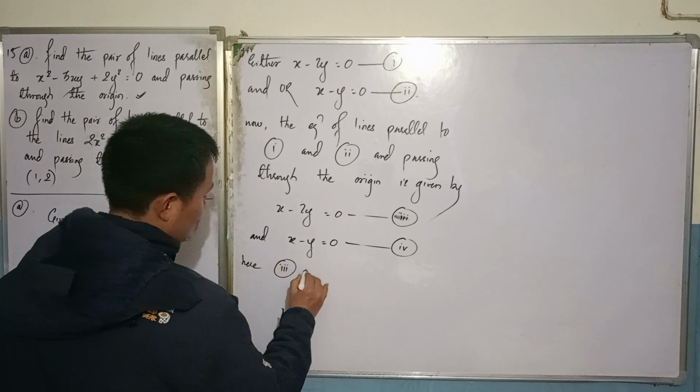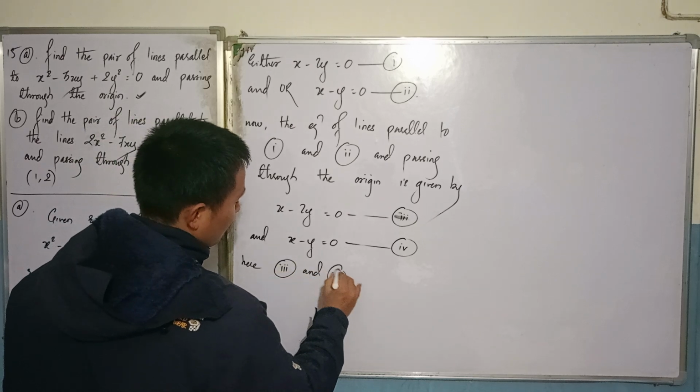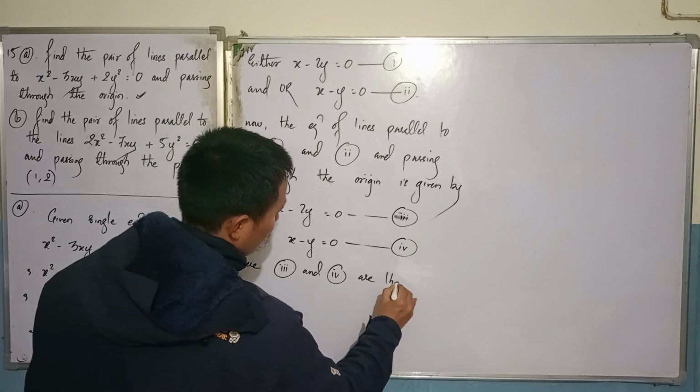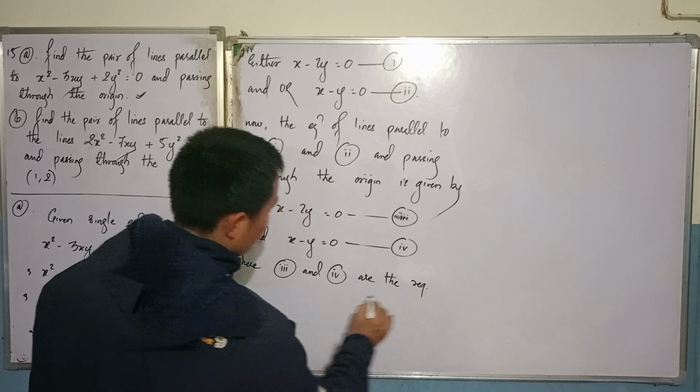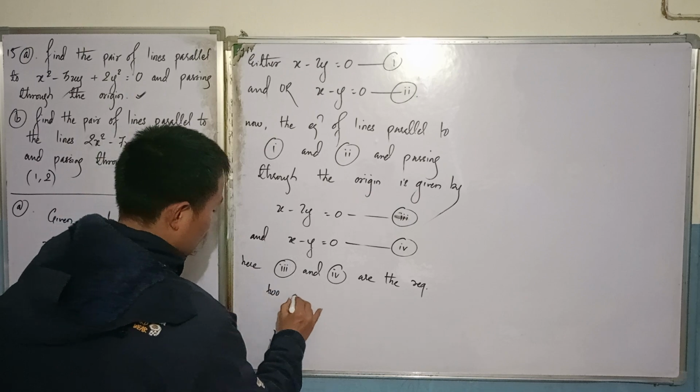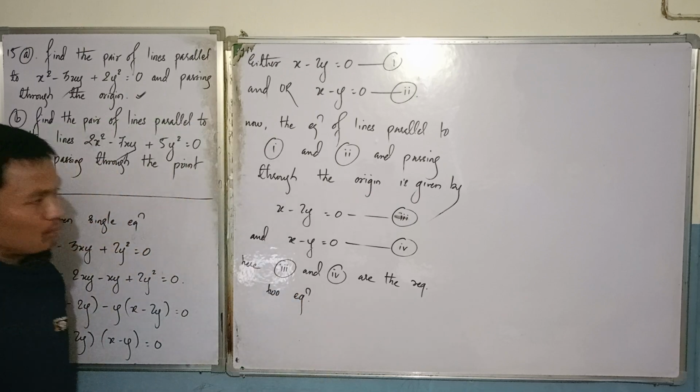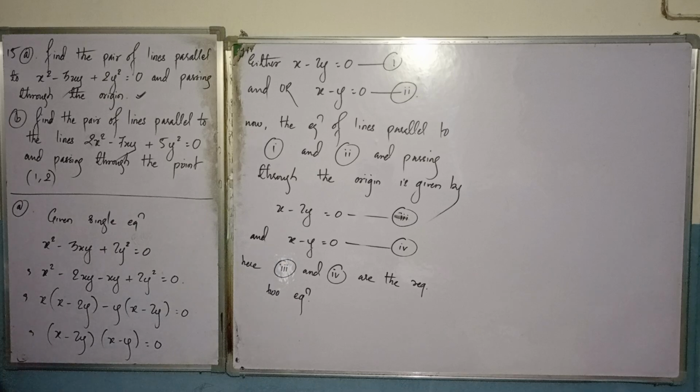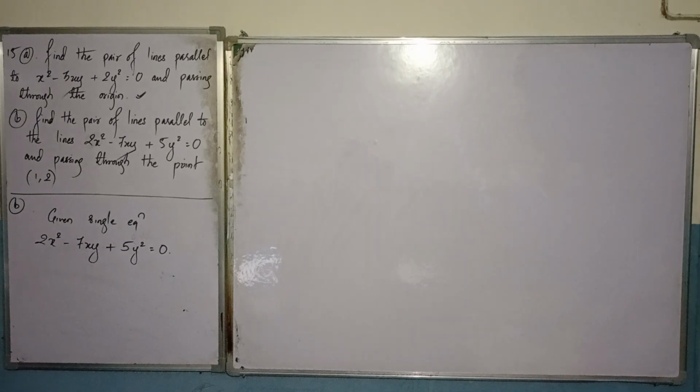Here, triple I and IV are the required two equations. Got it? Okay. So after this, let's move on to 15b. Without further delay, I would like to wrap up 15a. So I'm going to start 15b. With doing 15b, you will be more clear about the situations here.